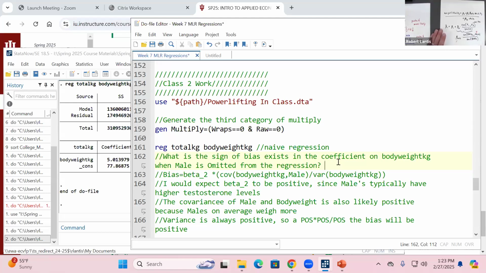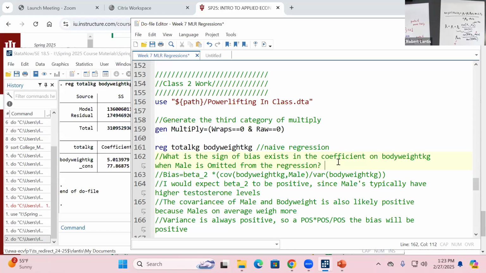Also, based off of my limited knowledge about hormones, I would expect that the individual being male, if I included that variable in my regression, would have a positive effect on the weight that they lifted. Once again, if you told me you're more of an expert than me, and you think testosterone is going to lower the overall muscle mass and strength of the individual, I'll take your word for it. I'm not testing you on that.